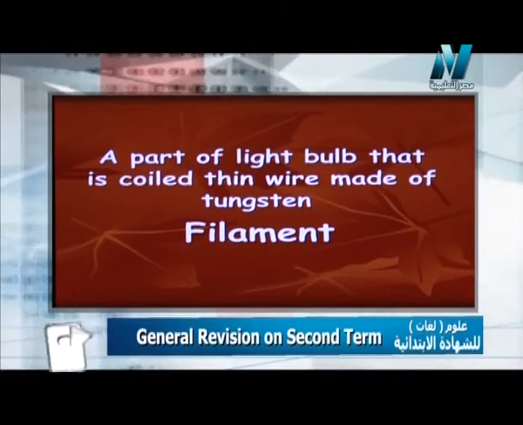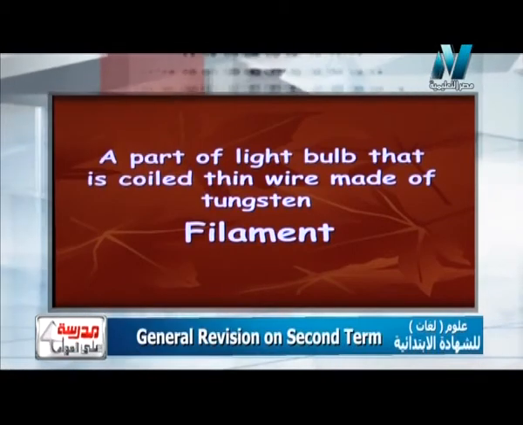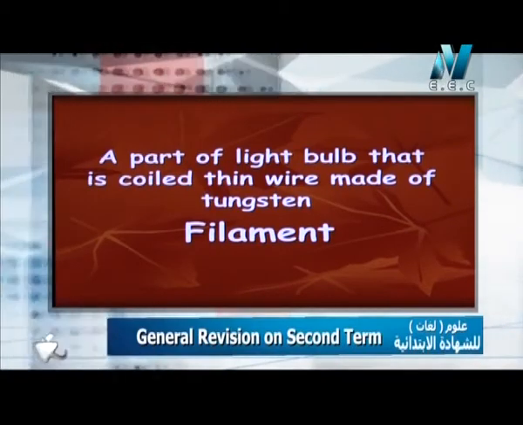And we have a common question, especially in all exams. This question says: give reason. Let me write this question. Give reason. The filament of the light bulb is made of tungsten. Why do we choose the tungsten element to make the light bulb filament? Why is tungsten preferred in making the filament of the light bulb?